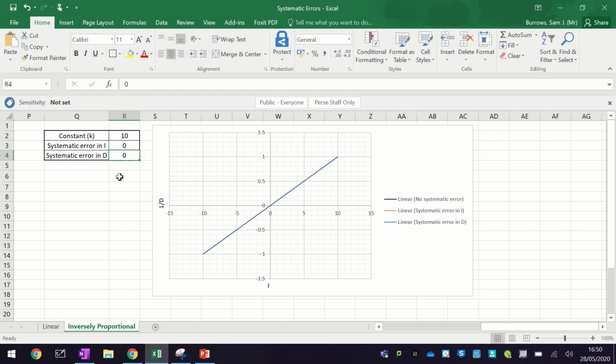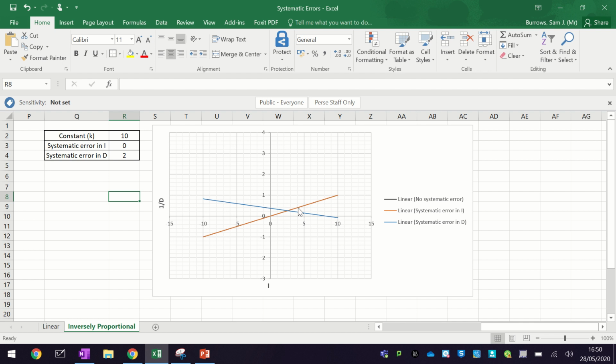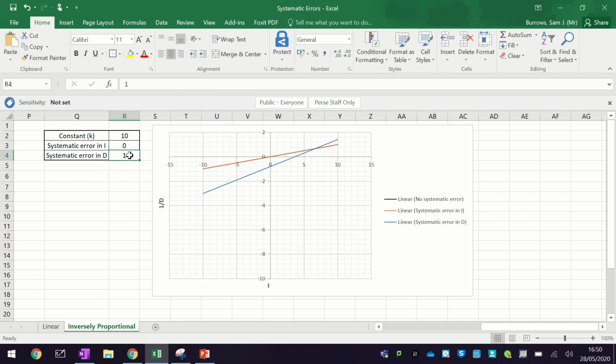Let's now see what happens if we introduce a systematic error in D. And remember, we're plotting 1 over D here. So let's put in 2. So you can see that what we've actually done, the blue line, is change the gradient of it completely. The gradient's gone from being positive to negative. And if we change our value around some more, we can see we've completely changed the line. So the fact that there's a systematic error in D has a really profound change on this graph.